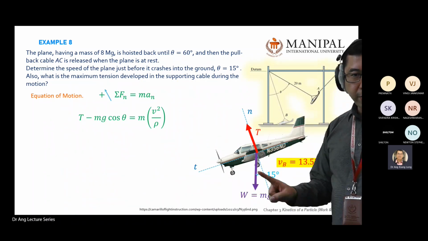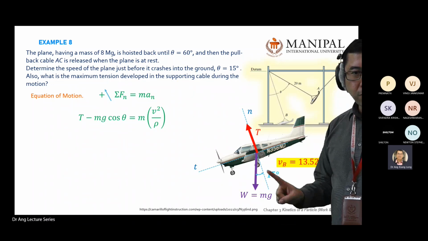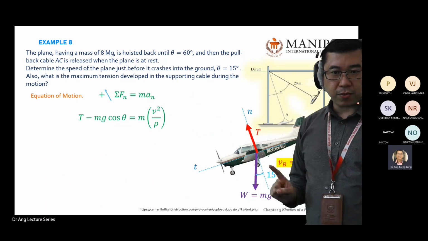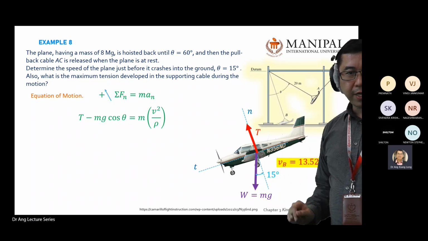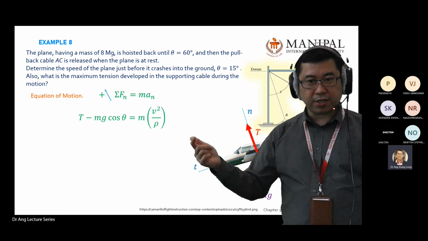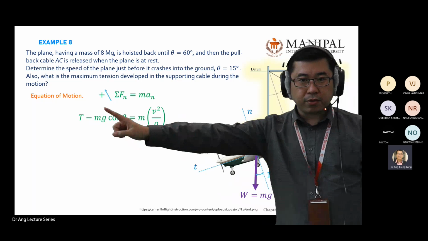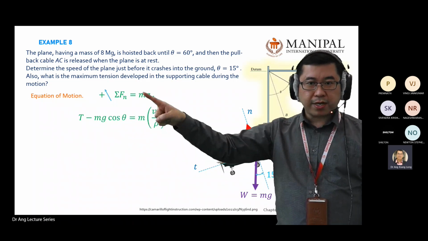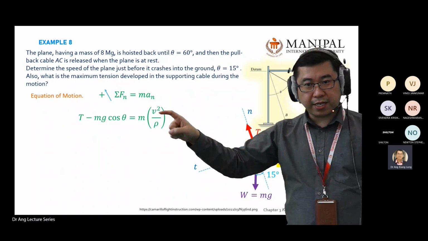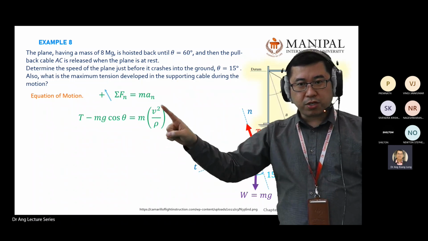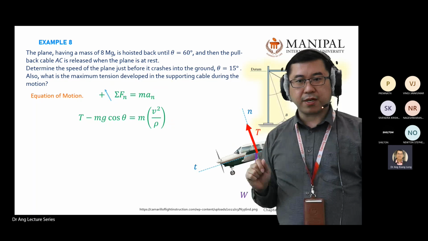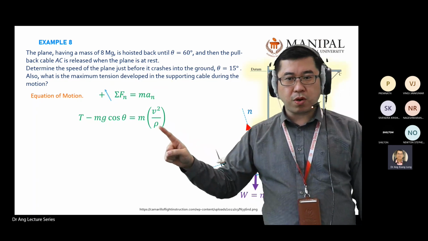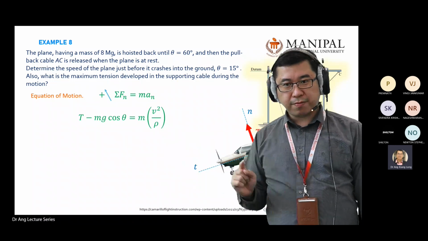So this one you break into two: one is normal, one is tangent. You are solving for the normal direction, so you have mg cos 15 here, or cos theta, which is just the general formula. So T minus mg cos theta equals m times the normal acceleration, which you already learned in chapter 1: v squared divided by the radius of the rope. V squared divided by rho, the radius of the circle.